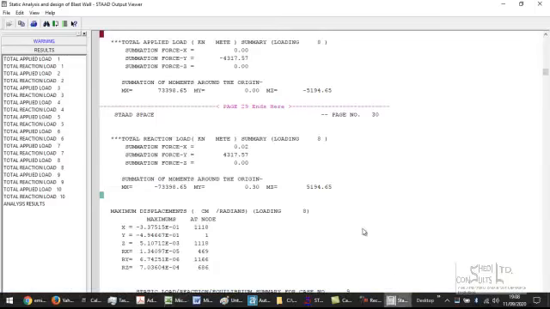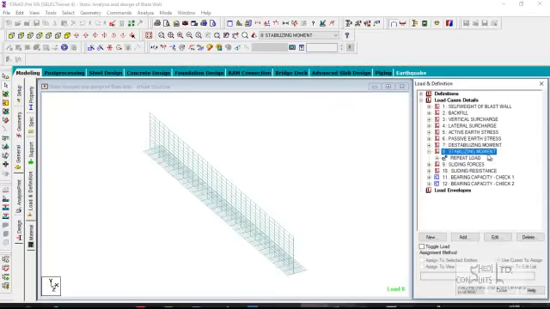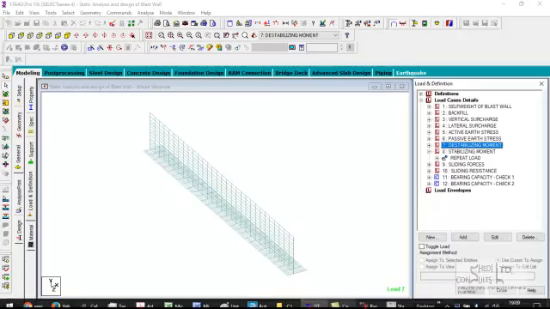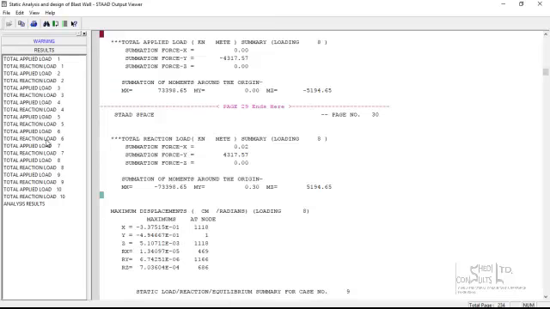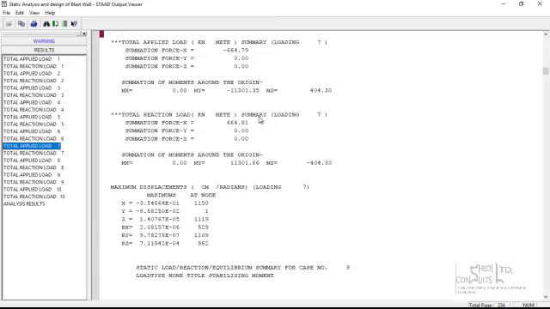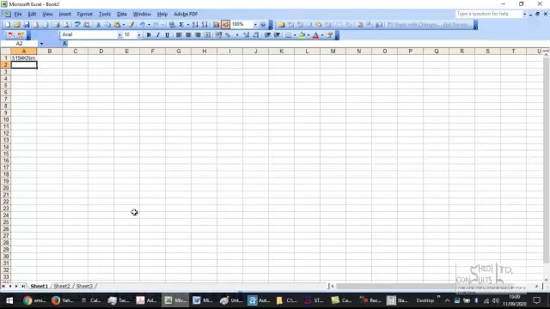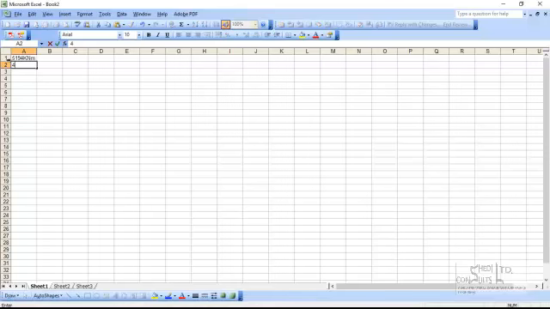Now you go back and look at the destabilizing moment. This is load case 7. You look at the summation of moment about the origin again for load case 7, which is 404.3. So if you look at this, you see that the stabilizing moment is far more than the destabilizing moment.